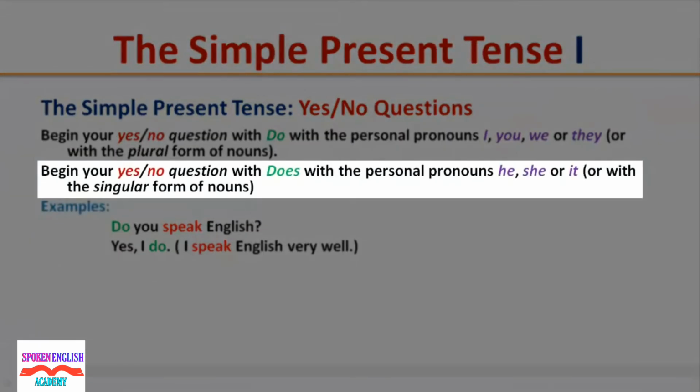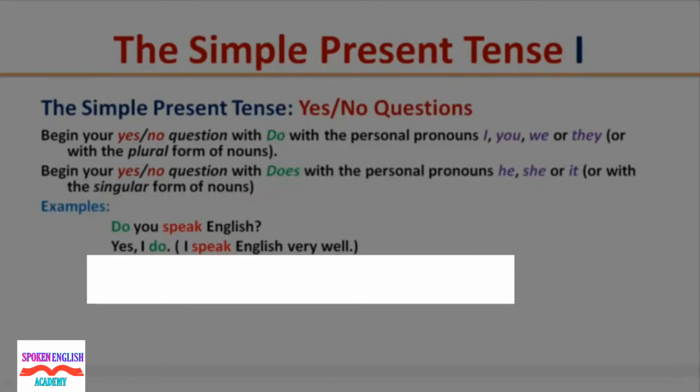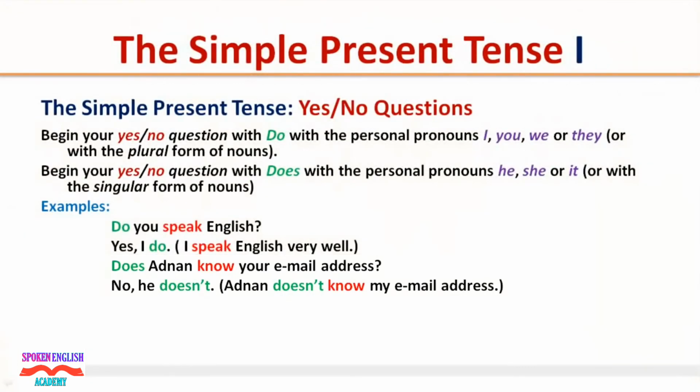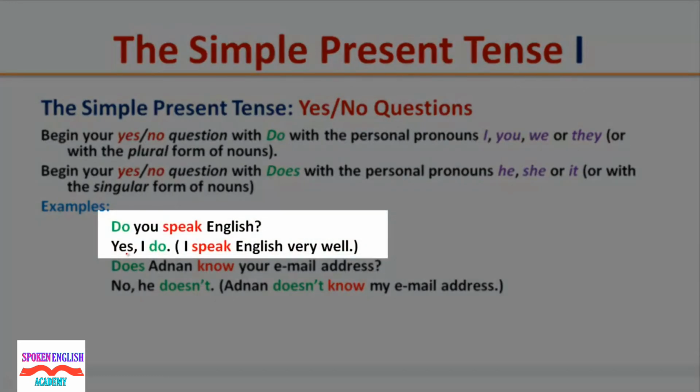Begin your yes/no question with does with the personal pronouns he, she, or it, or with the singular form of nouns. Example: Does Adnan know your email address? No, he doesn't. Adnan doesn't know my email address. Notice here that in yes/no questions, we begin the question with the auxiliary verb, followed by the subject, followed by the base form of the verb.